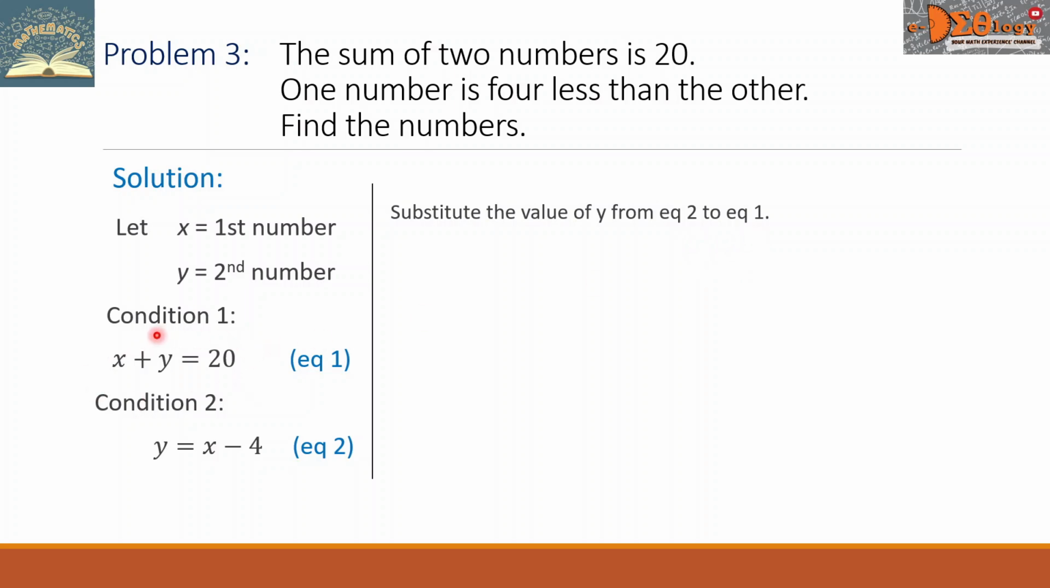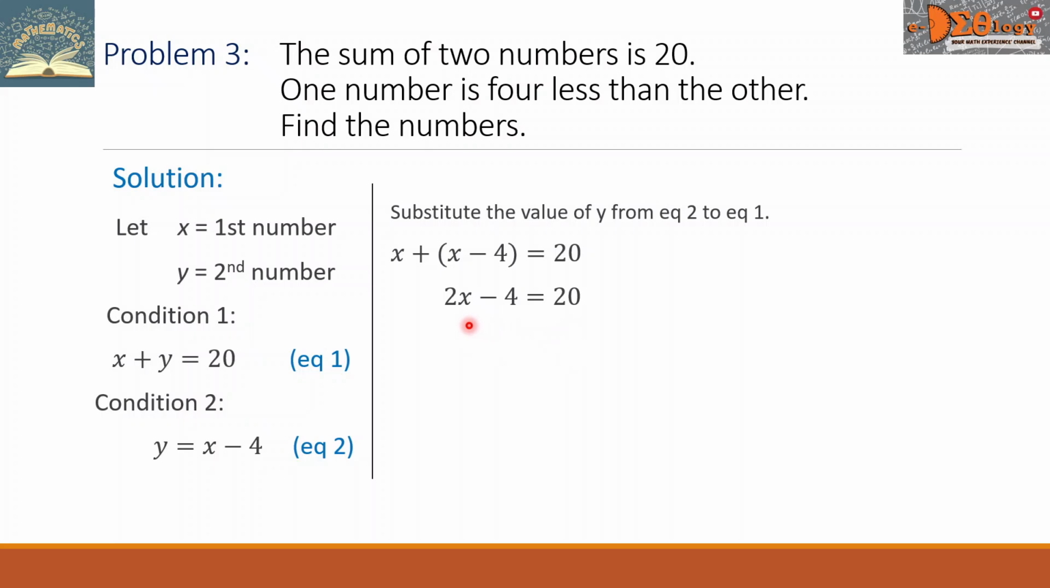Our equation 1 is x plus y equals 20. So we write like this. Instead of writing y, we write now this value x minus 4. Let us now simplify and solve for x. We remove the grouping symbol and then we combine this x plus x. So the left side becomes 2x minus 4 equals the right side 20.